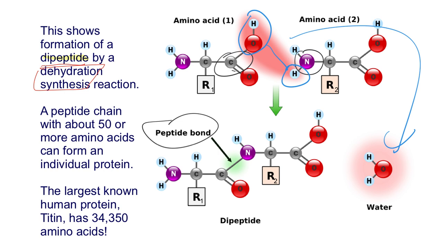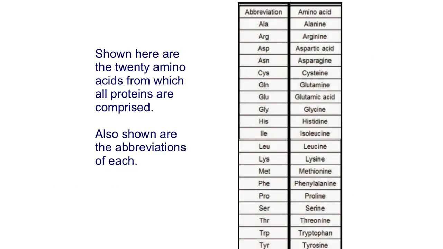Now, proteins can be 50 to thousands of amino acids linked together. So here's the 20 different side groups or R groups in the 20 different amino acids. You don't have to memorize these. I'm just giving you a list here.